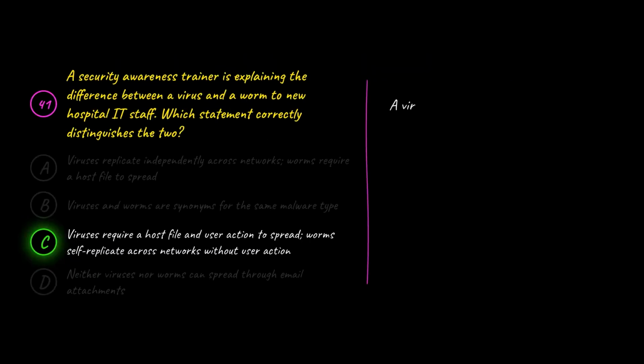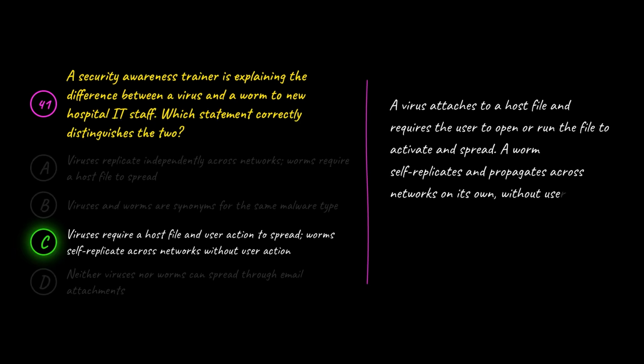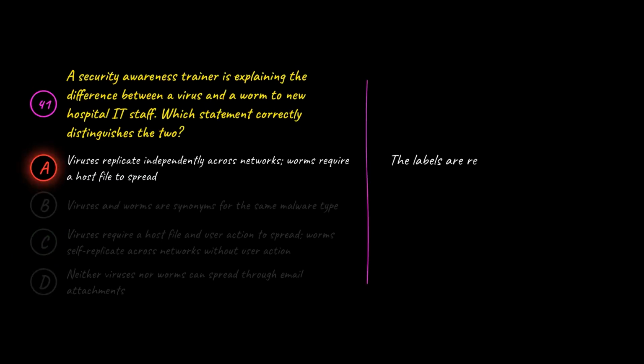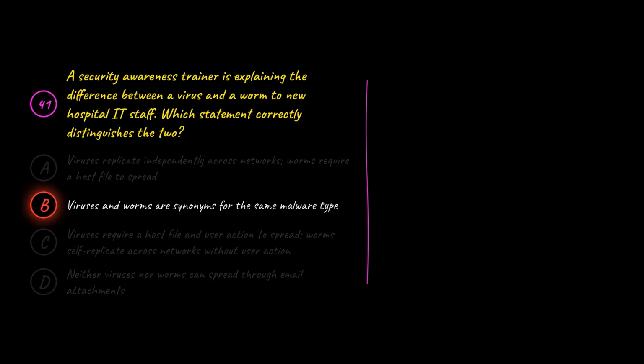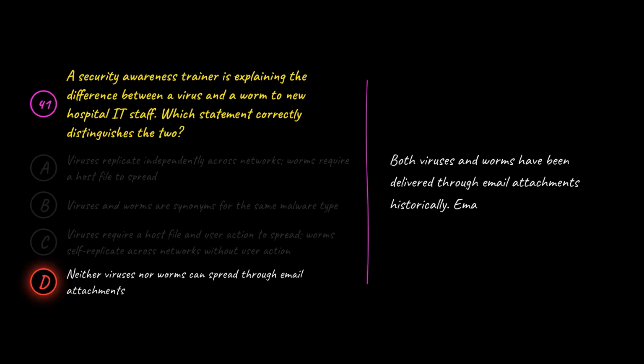C is correct because a virus attaches to a host file and requires the user to open or run the file to activate and spread. A worm self-replicates and propagates across networks on its own without user action. That self-propagation is what makes worms especially dangerous on hospital networks. A is wrong because the labels are reversed. Viruses need hosts and user action. Worms self-propagate. B is wrong because viruses and worms are distinct categories of malware, even though both replicate in a broad sense. D is wrong because both viruses and worms have been delivered through email attachments historically. Email is a common vector.